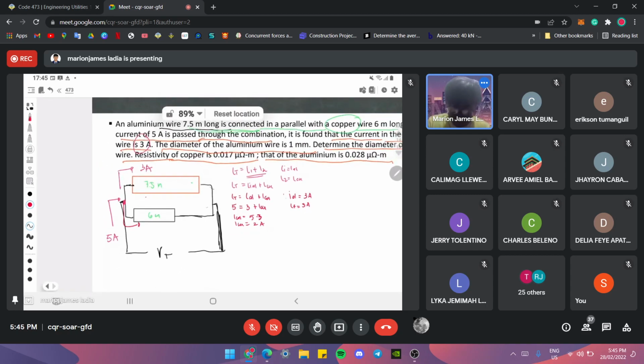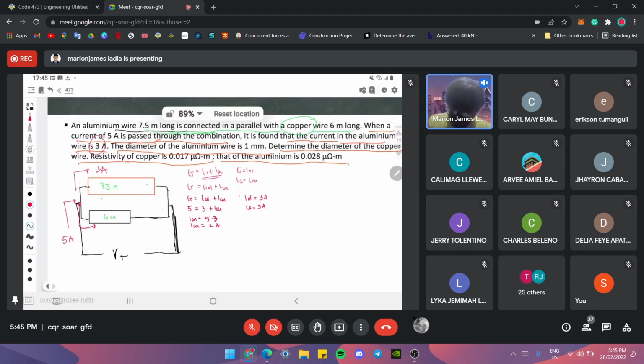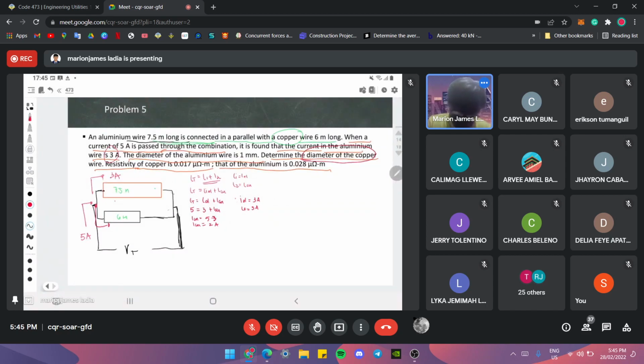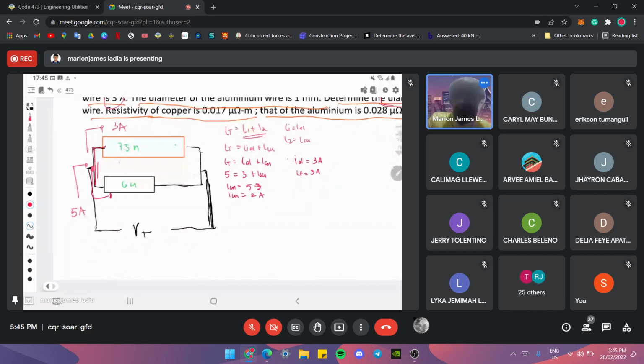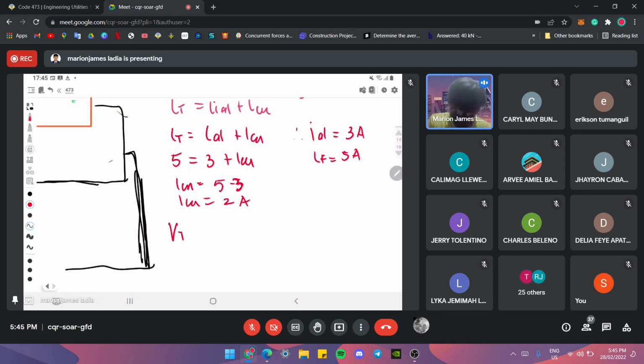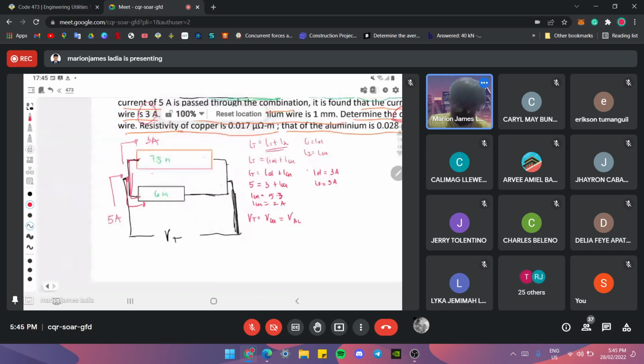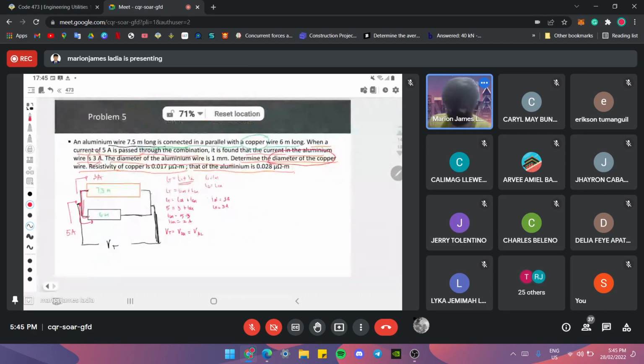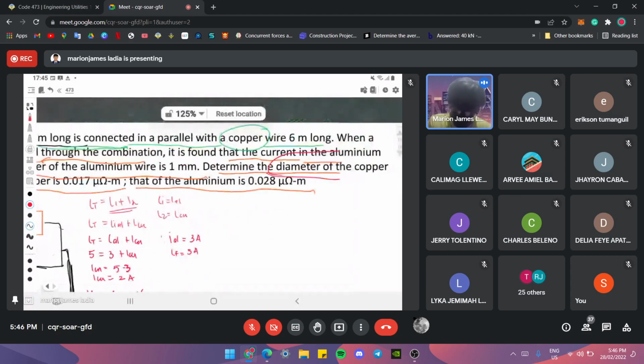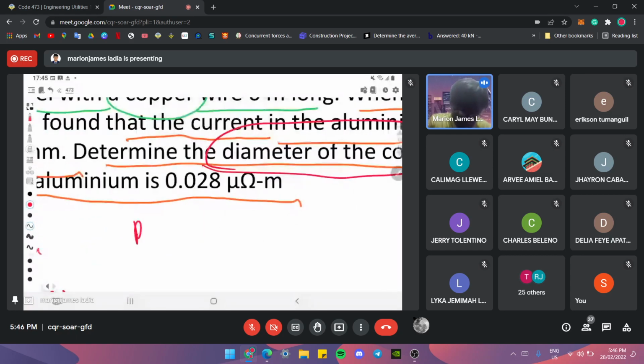So meron na tayong signal. Ang tinatanong niya pala is yung diameter ng copper natin. Next, ano pa ba yung pwede natin makuha? Naka-parallel combination. Anong property ng parallel combination natin? Yung V total natin, syempre, equal yan sa V copper natin, equal din sa ating V aluminum. Yan yung property natin. Ano pa ba? May given na resistivity ng copper at aluminum. So therefore, pwede natin kunin yung R, which is equal to rho L over A.